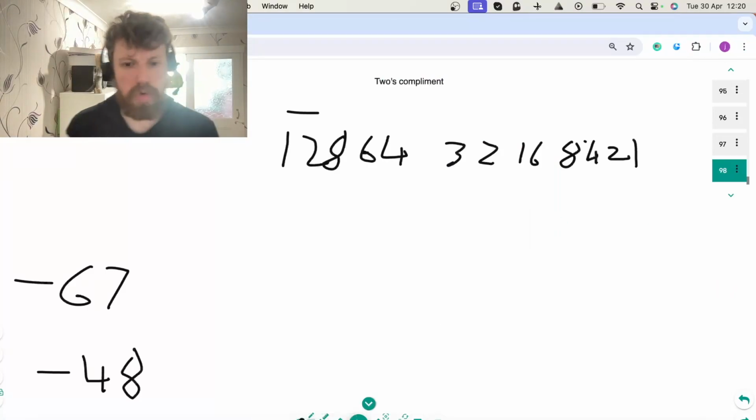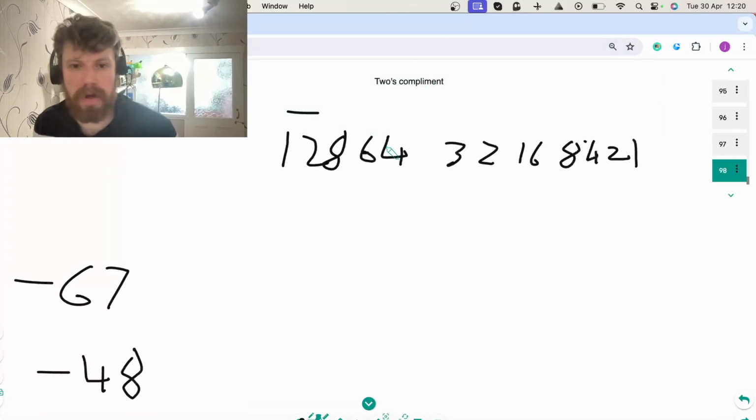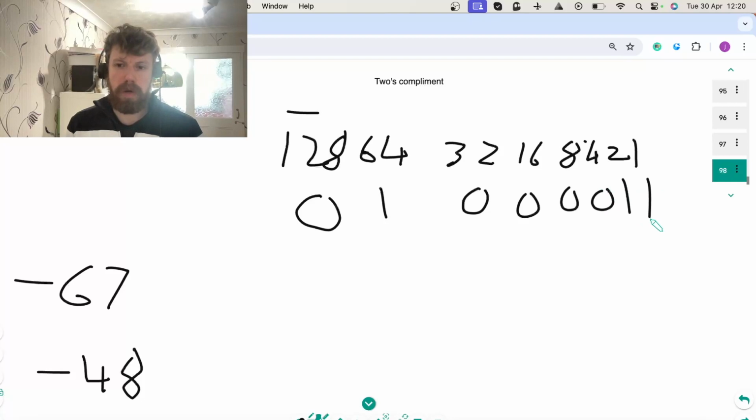So, for Cambridge International, you have to know how to convert between positive and negative numbers, and that is what's called performing 2's complement on the binary numbers. So the first step that we're going to do is, if I show you how to do it with minus 67 and minus 48, first thing, we just put them as a positive number. So 0, 1, 0, 0, 0, 0, 1, 1, because 64 plus 3 is 67.